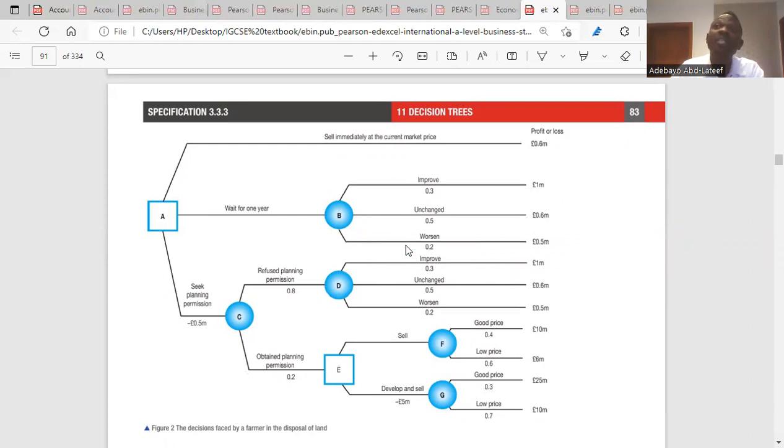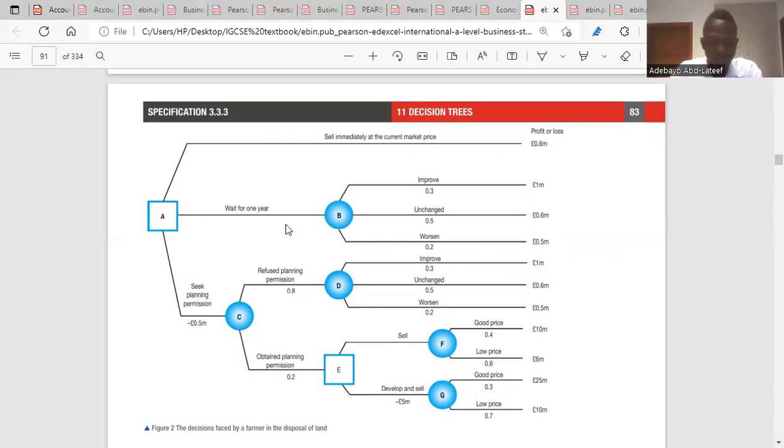The probability we have is 0.3, which means that there could be an upturn improvement if he waits for a year. But if it remains the same, that means he will still sell it the same way, the same amount he was about to sell it a year ago. So that is a decision tree. Do you understand that?